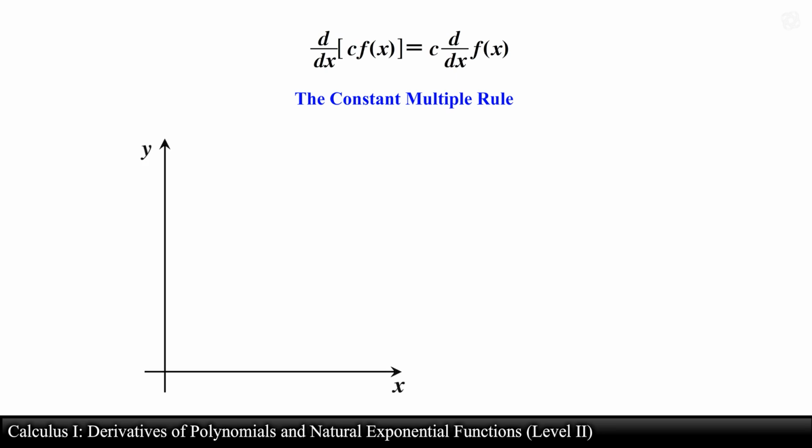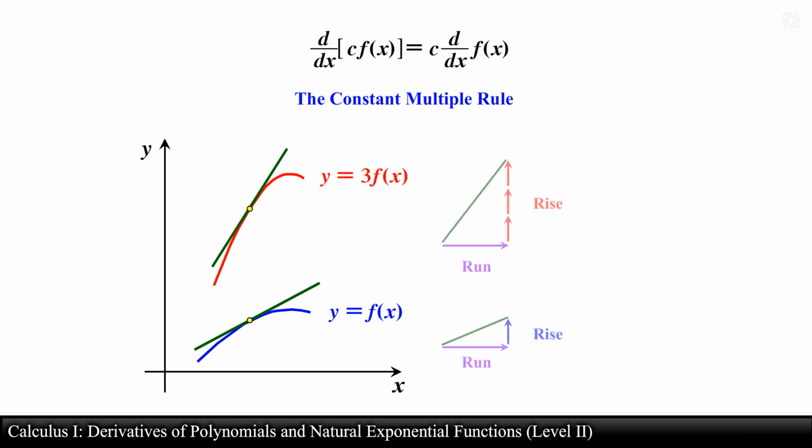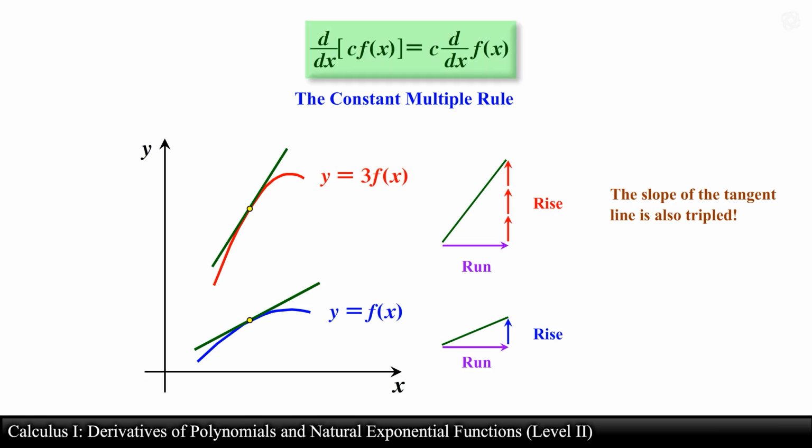Geometrically, we can interpret this rule as follows. Say you have a random function, y equals f of x, and then let's say that you multiply this function by a factor of 3. Recall that you can interpret this operation as a transformation. In this case, the product will stretch the graph vertically by a factor of 3. This transformation also affects the slope of the tangent line. In this case, the change in y, also known as a rise, will be tripled, but the change in x, or run, will remain the same. This means that the slope of the tangent line will be tripled. Hence, the constant multiple rule.